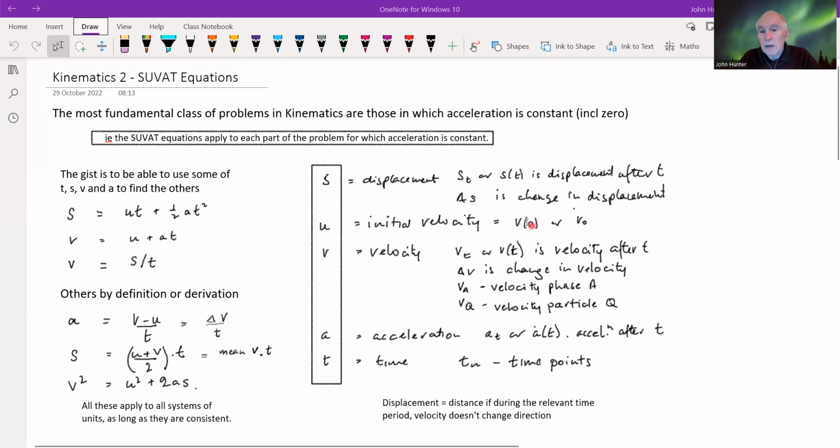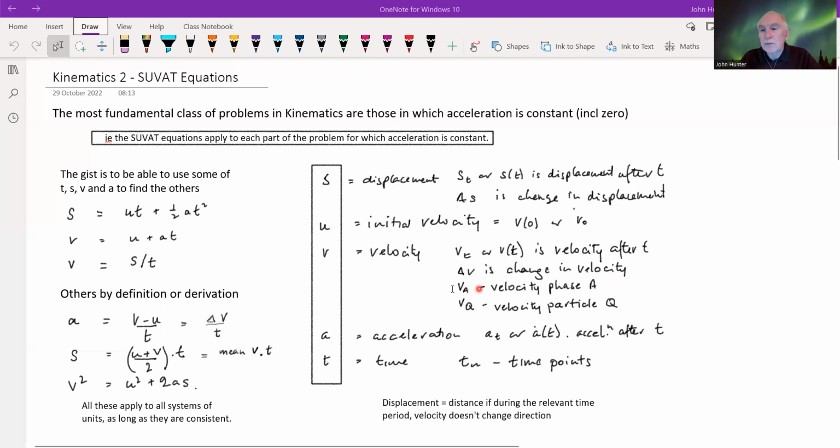And again, velocity. If velocity is a function of time, then we may wish to use this function notation. So v of 0 would be the velocity at time t equals 0. We could use that even if we don't evaluate it, just as a notation. So for velocity, we can use v of t or v sub t, velocity after t seconds. Delta v, of course, will be the change in velocity in the same way as the displacement.